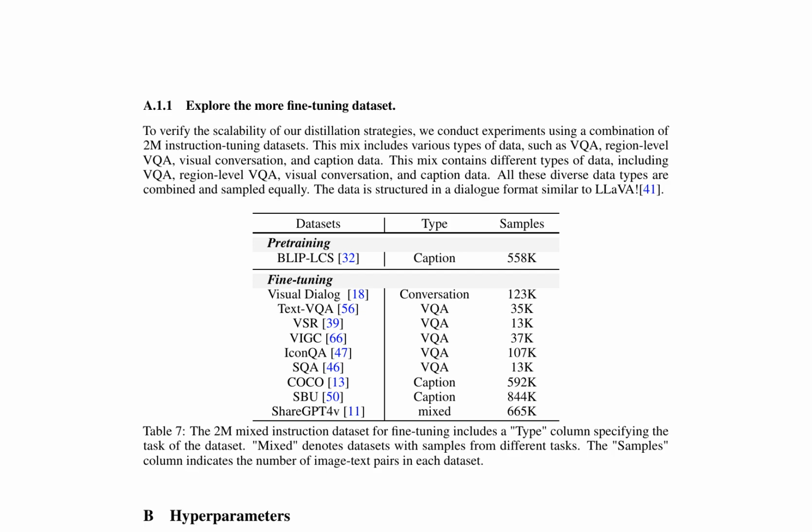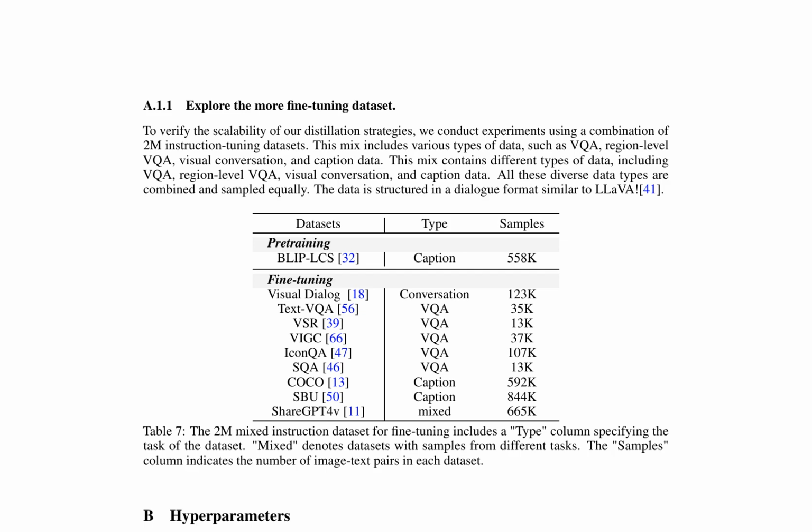The authors investigate the scalability of their distillation strategies by conducting experiments on a diverse dataset mix, comprising 2 million instruction tuning datasets. This combination includes visual question answering, VQA, region-level VQA, visual conversation, and caption data, structured in a dialogue format similar to LLaVA. The datasets are combined and sampled equally, with the distribution shown in Table 7. The hyperparameters used for the experiments are detailed in Table 8.